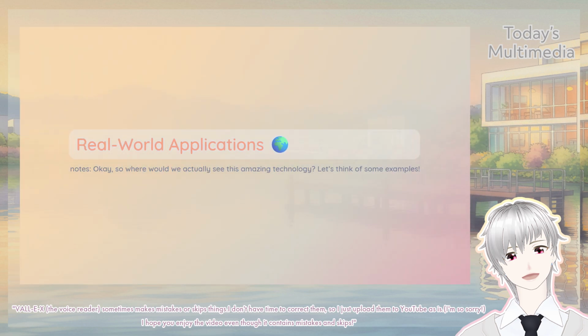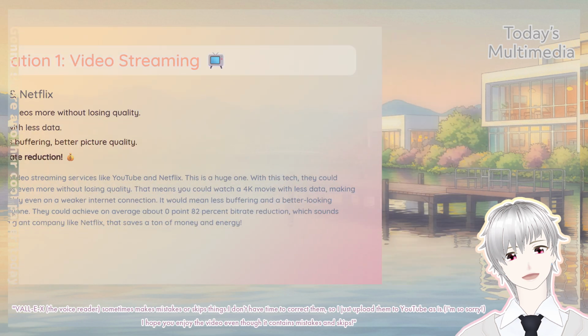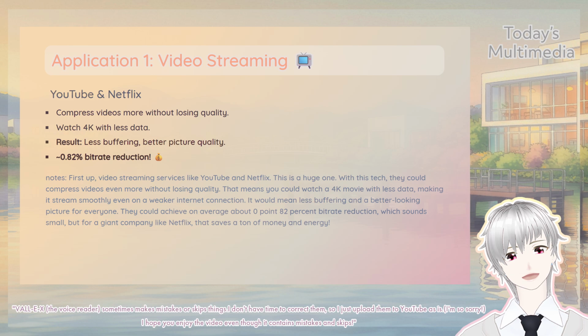Okay, so where would we actually see this amazing technology? Let's think of some examples. First up, video streaming services like YouTube and Netflix. This is a huge one. With this tech, they could compress videos even more without losing quality. That means you could watch a 4K movie with less data, making it stream smoothly even on a weaker internet connection. That would mean less buffering and a better looking picture for everyone. They could achieve on average about 0.82% bitrate reduction, which sounds small, but for a giant company like Netflix, that saves a ton of money and energy.